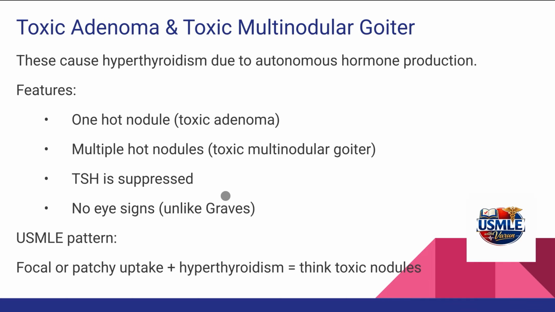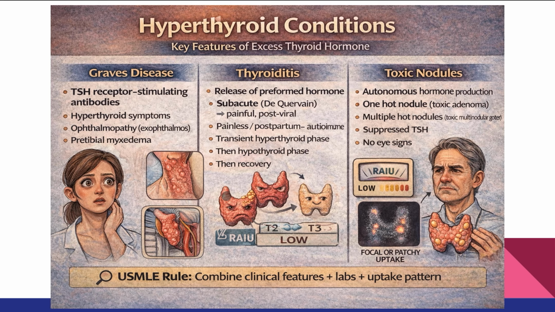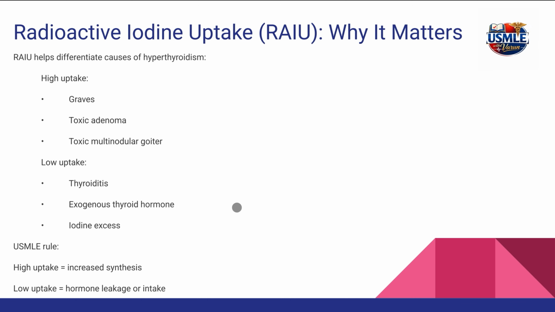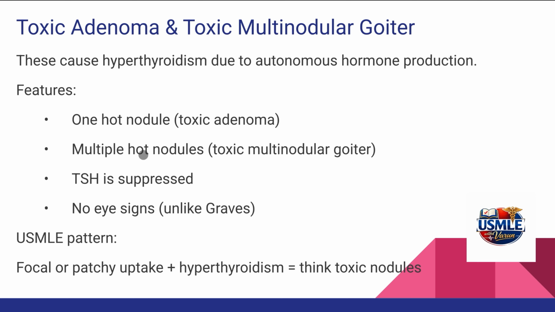Now, when we discuss toxic adenoma and toxic multinodular goiter, the toxic nodules, these conditions produce hormone autonomously. The uptake is focal or patchy, and there are no eye signs as in Graves' disease. These cause hyperthyroidism due to autonomous hormone production. The features include one hot nodule in toxic adenoma, and multiple hot nodules in toxic multinodular goiter. TSH is suppressed in these conditions, and there are no eye signs, unlike Graves. So, focal or patchy uptake plus hyperthyroidism, we have to think about toxic nodules.